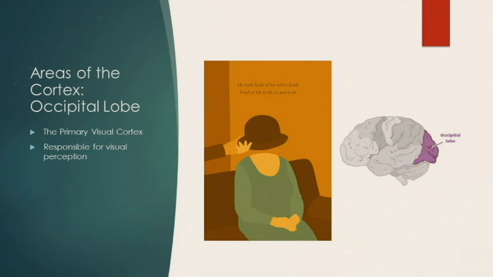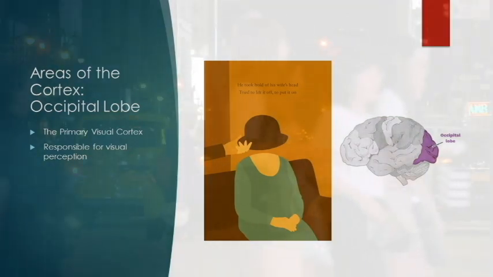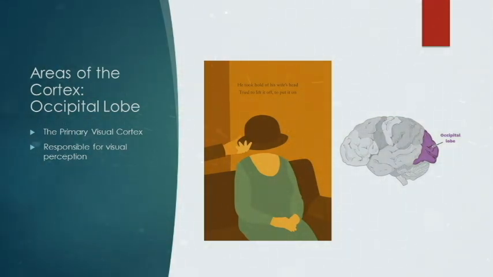Damage or dysfunction of the occipital lobe can lead to various visual processing disorders. For example, damage to the V1 region can result in blind spots in the visual field. Conditions like achromatopsia can lead to color blindness due to impaired color processing in the occipital lobe.